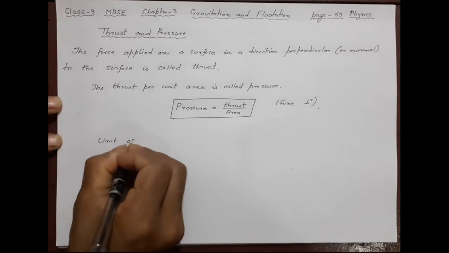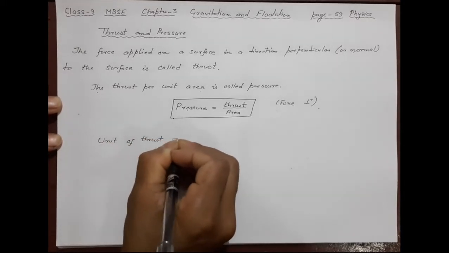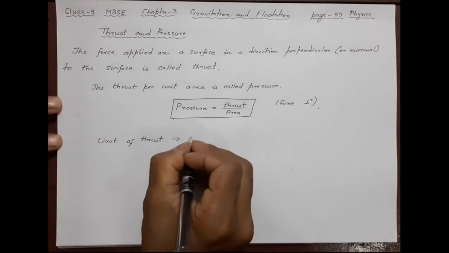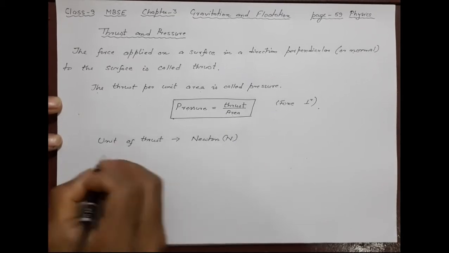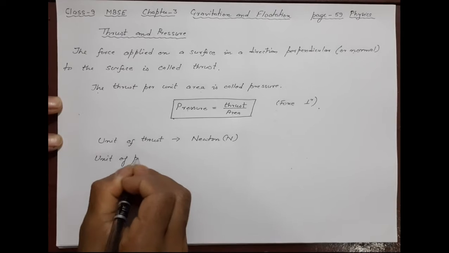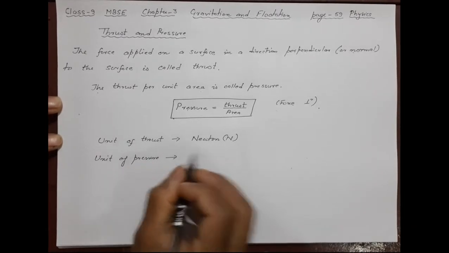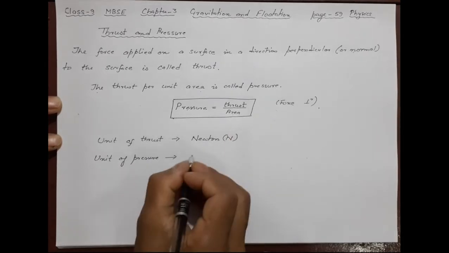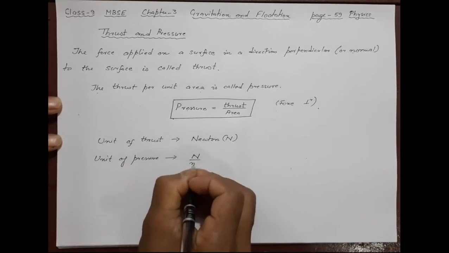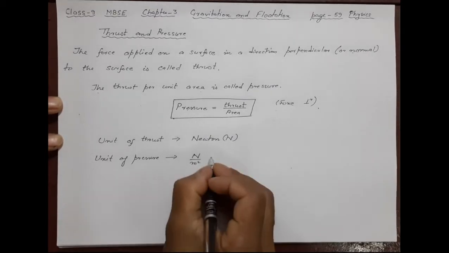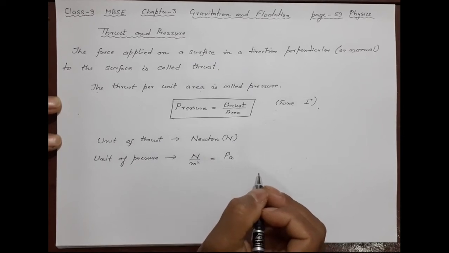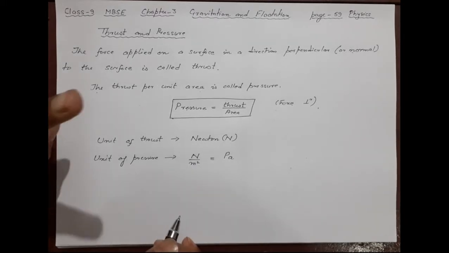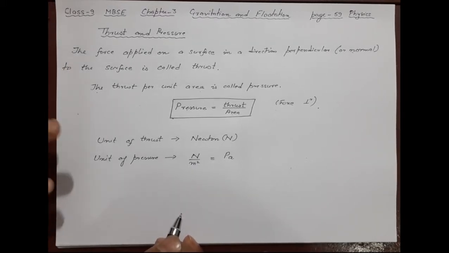Now, the unit of thrust. I told you that thrust is force, so the unit of thrust will be the unit of force. The unit of force is the Newton. Now what will be the unit of pressure? You can understand it from here: Newton and area. Newton divided by area, meaning meter square, since area's unit is meter square. The same thing is also called Pascal, Pa. Pascal is the unit of pressure. So this is how we have studied the two things, thrust and pressure.